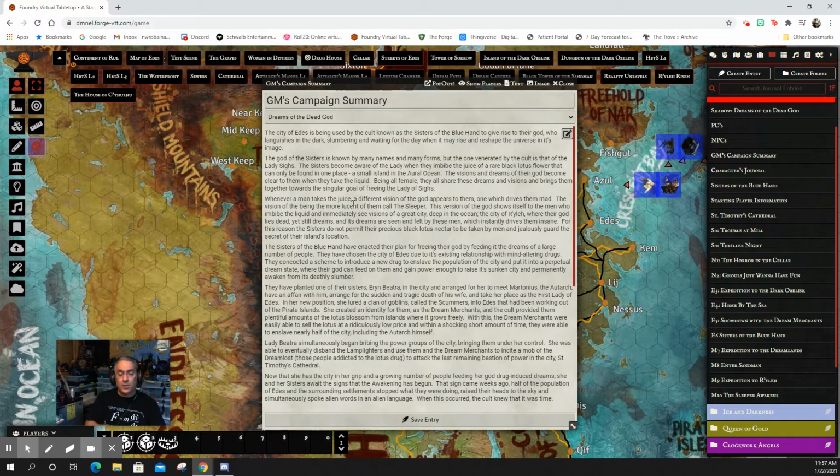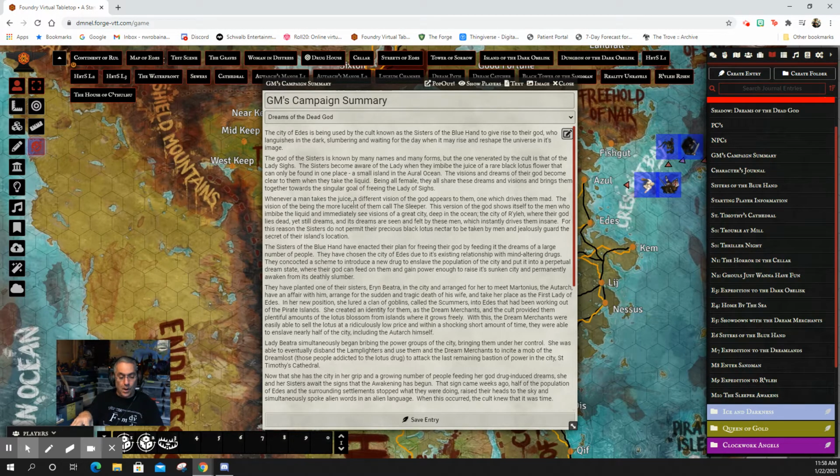So the Sisters of the Blue Hand started as worshippers of Maiden in the Moon, but they located a temple to the elder gods, and this is my branching off of the actual Sisters of the Blue Hand story. But in my campaign world, they accidentally found an island that had a temple dedicated to the elder gods, primarily Cthulhu, but then it also had a ring of the different elder gods as well.